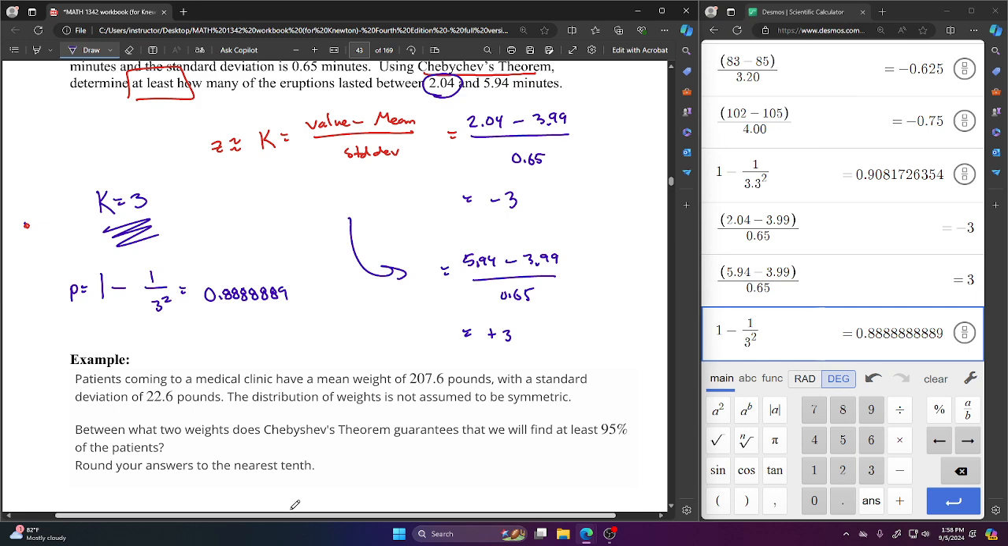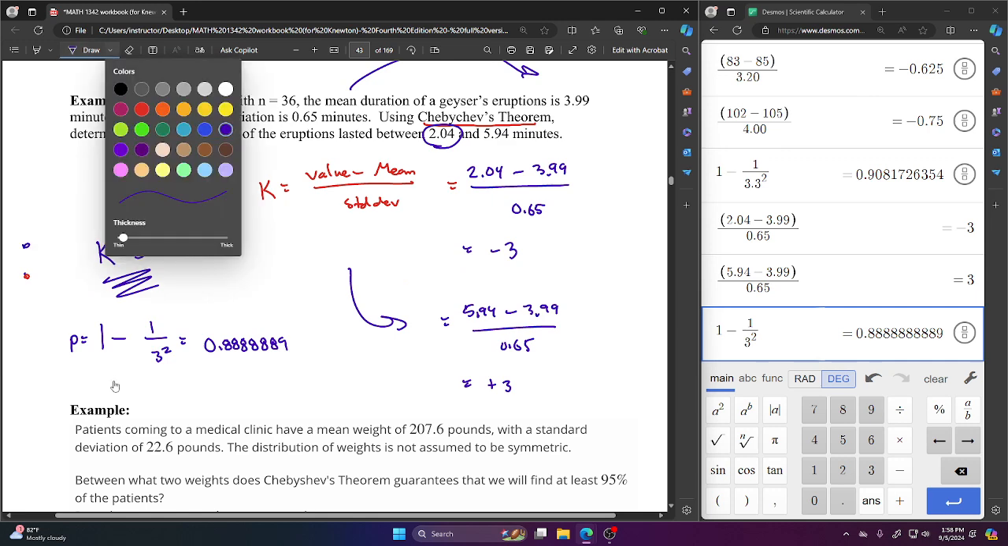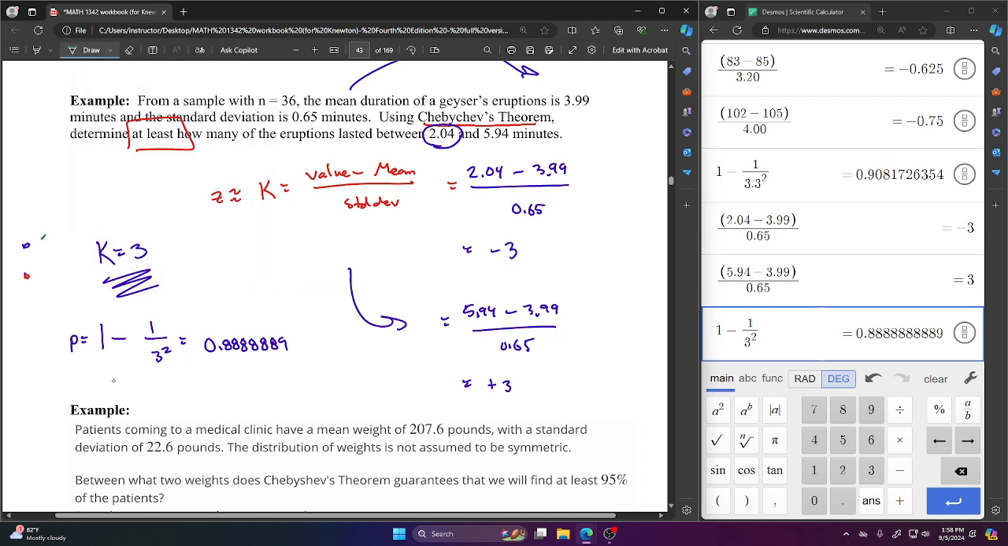Well, that's cool. Is that what they were looking for? Look around. Be careful. What are they wanting? How many eruptions? You see that? Out of the 36. So what do I do with this number then?